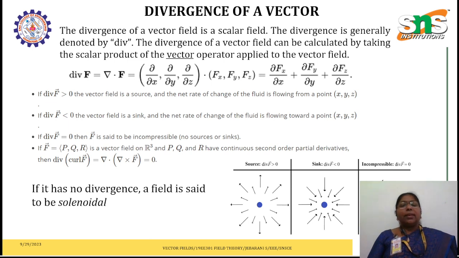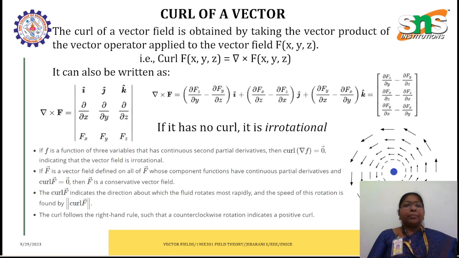Then we can say, suppose we take up the divergence of a vector, and if the result happens to be zero, then we can call it a solenoidal vector. And we can say it is incompressible. When you say incompressible, it is neither sourcing nor sinking.